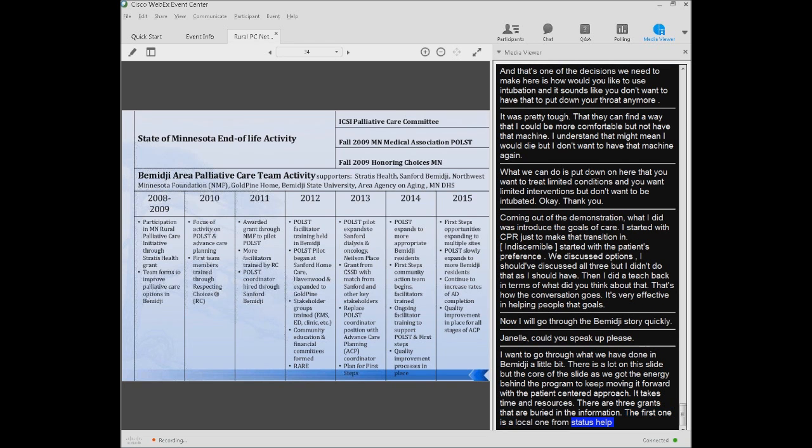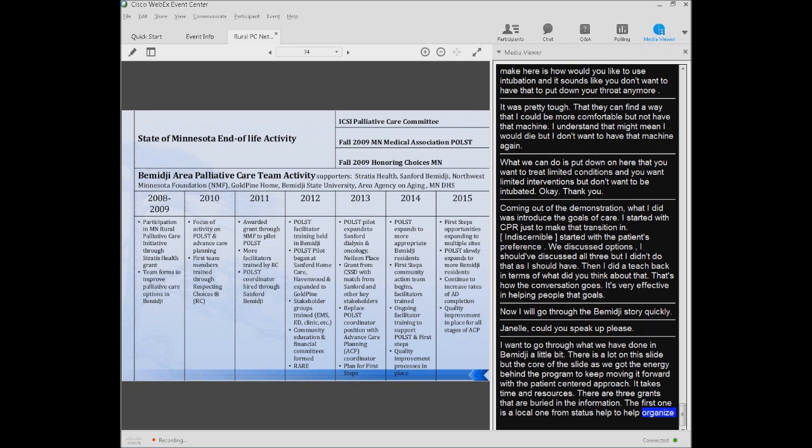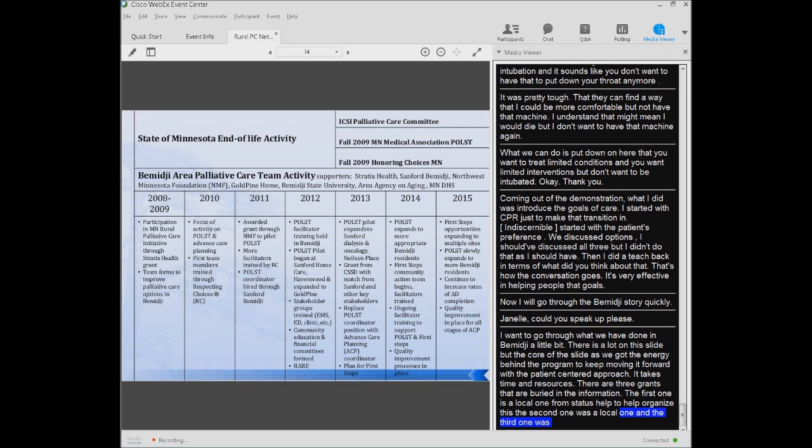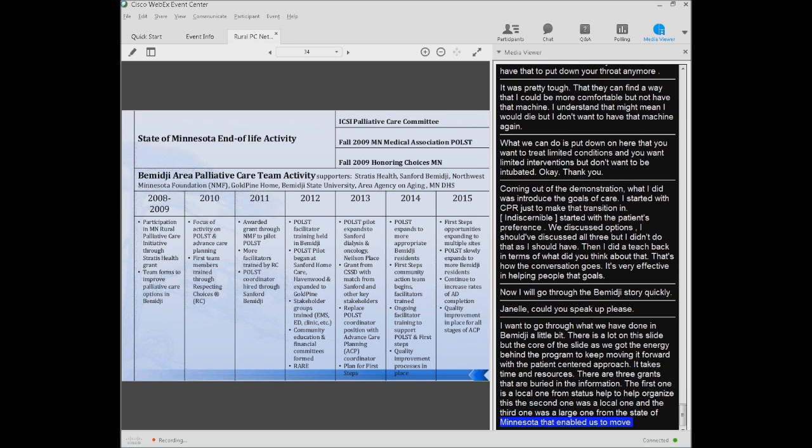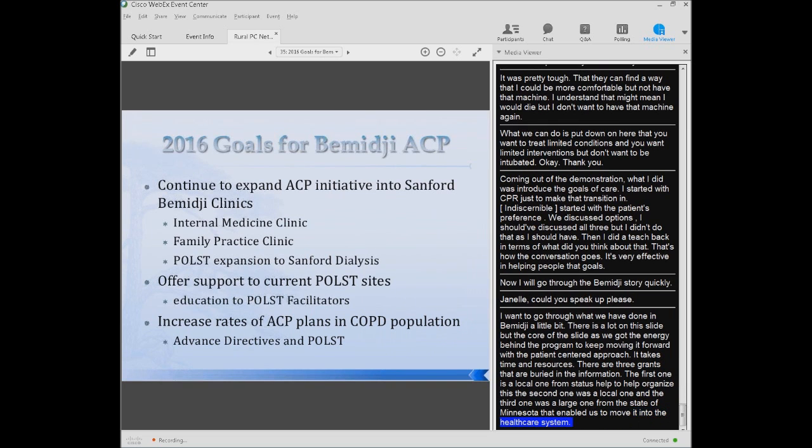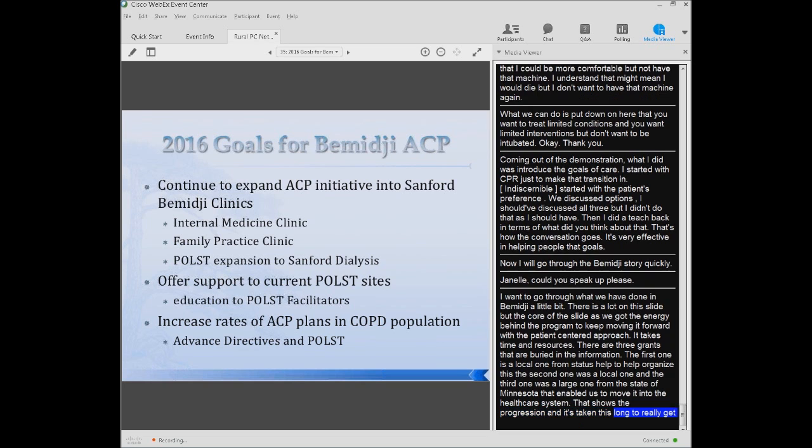And the third one was a large one from the state of Minnesota that really enabled us to move it into the healthcare system. So that shows that progress. And it's taken us this long to really get it embedded. So our goal for this next year is, we're now moving advanced care planning, both the first steps and the POLST-type, into our internal medicine clinics.